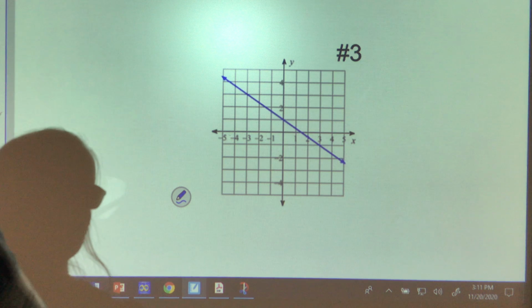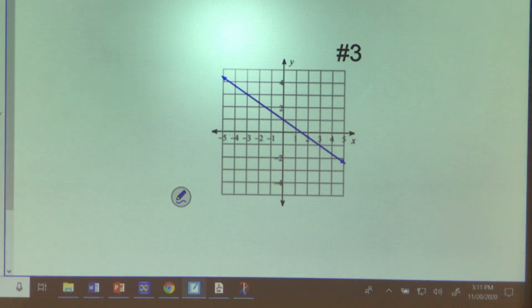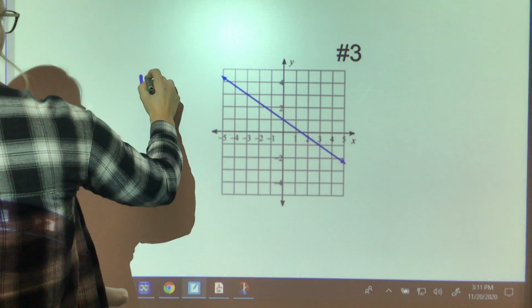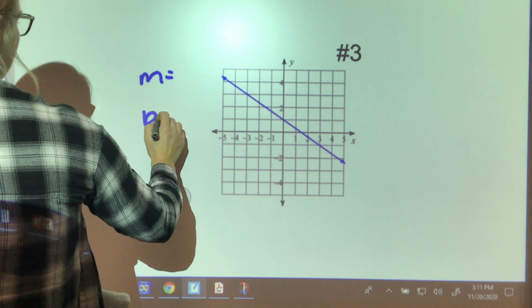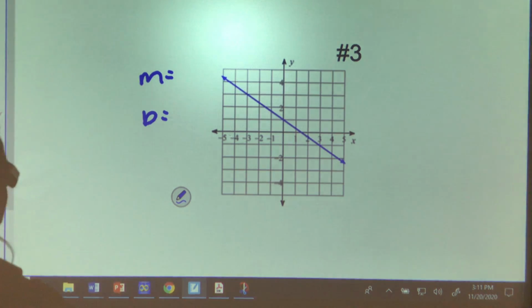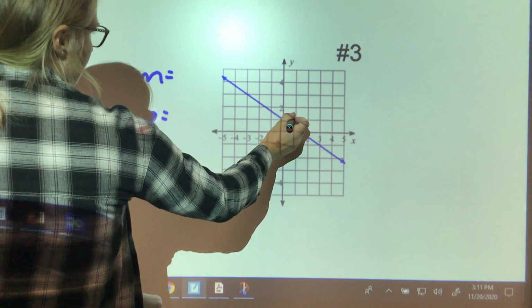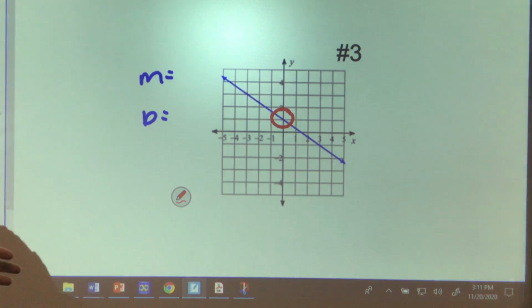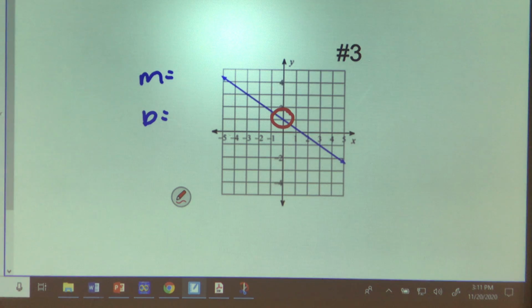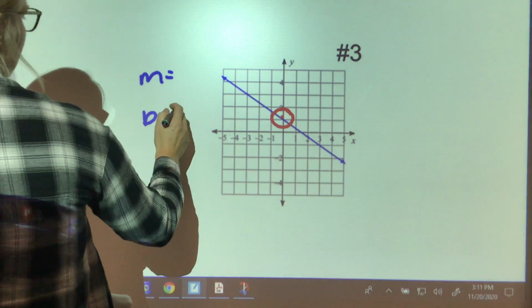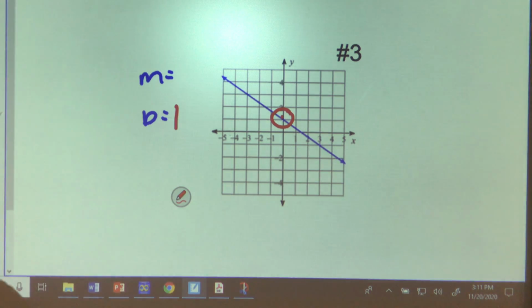Number 3 looks like this. They give you the graph and you have to pick out the equation that matches the graph. So again, to be able to write an equation, we're going to have to find our m, which is our slope, and then our b, which is the y-intercept. The easiest one for us to find is going to be the y-intercept. It's where it crosses the y-axis. So our graph crosses the y-axis at that point right there, which happens to be +1. So our b value is going to be +1.